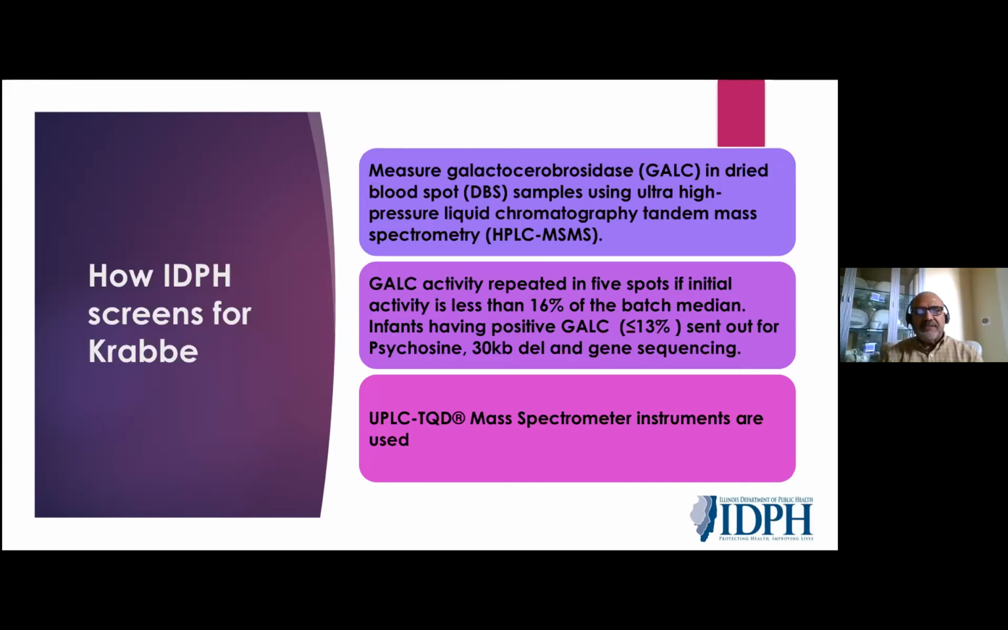If our initial activity is less than 16%, we repeat the specimen in 5 spots, and then we calculate the average of those 5 spots as a percentage of batch median activity. If it is equal to or less than 13, we call this abnormal GAL-C activity, and we send out this specimen for second-tier testing to PerkinElmer, which includes psychosine, 30 kilobase deletion and GAL-C sequencing. Can I have the next slide, please?